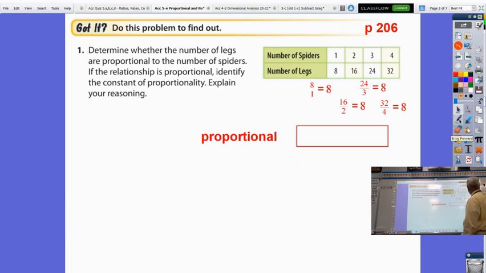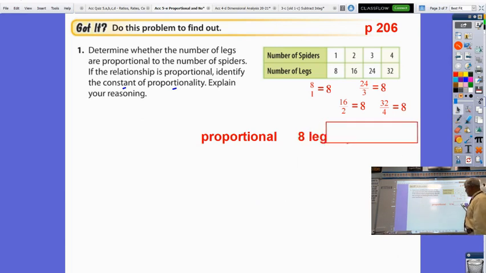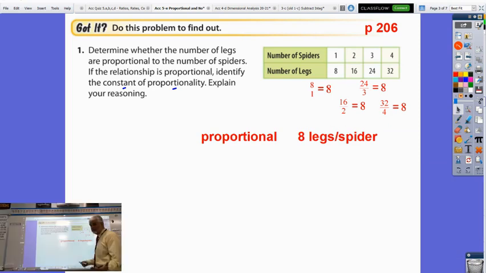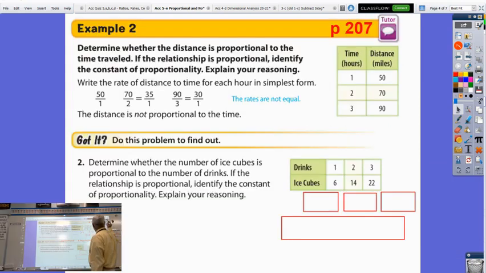And what is the constant of proportionality? 8, or 8 legs per spider. 8 legs per spider. Common sense. Okay.